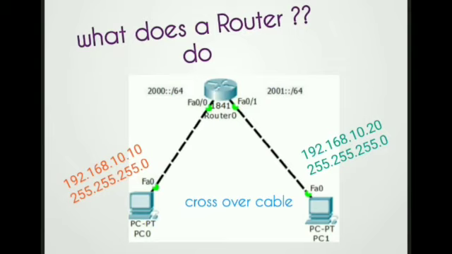Let's see what a router does. Let's say we have two PCs in a network. They talk to one another and send messages between each other. We can do this by just connecting the PCs together with a crossover cable. A crossover cable is an Ethernet cable used to connect like devices, such as PCs, on the network.